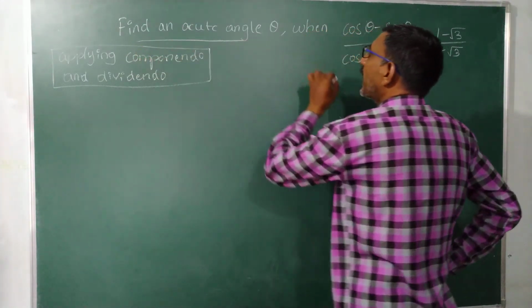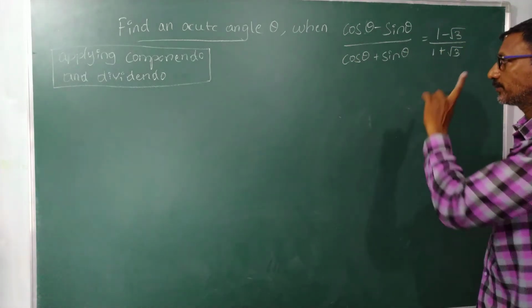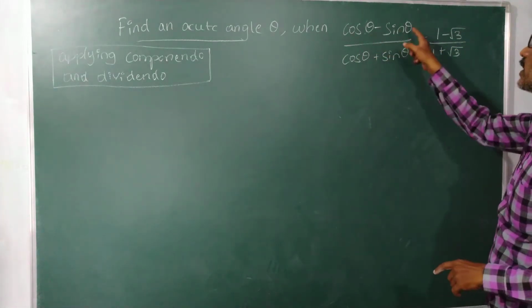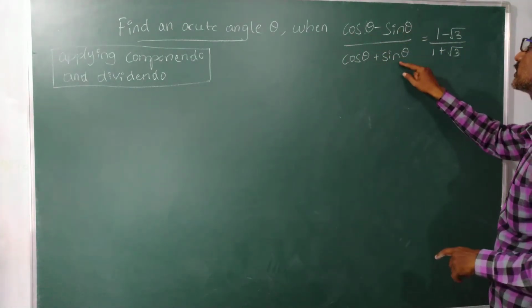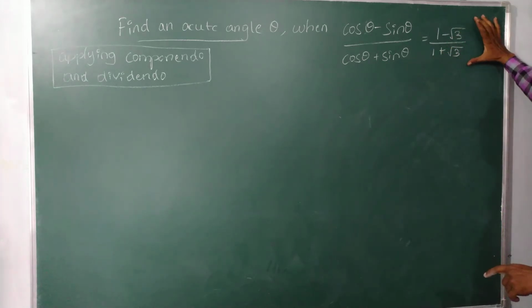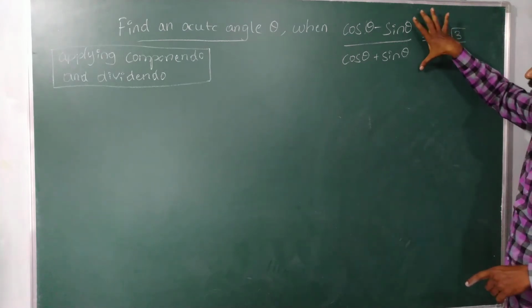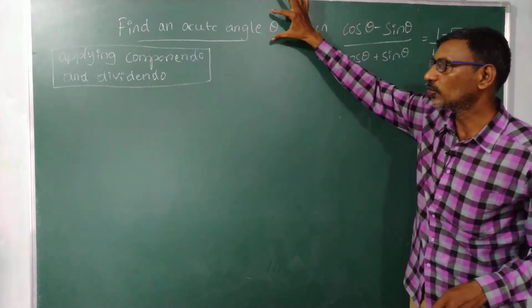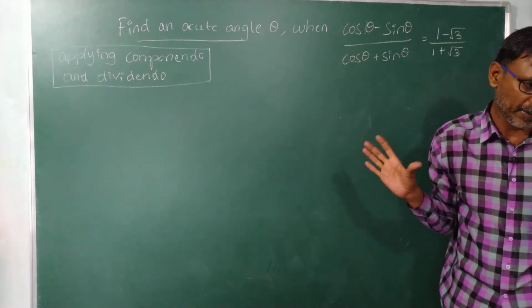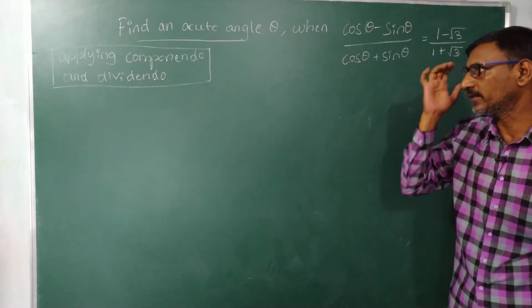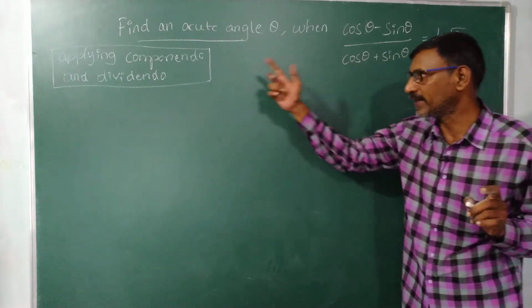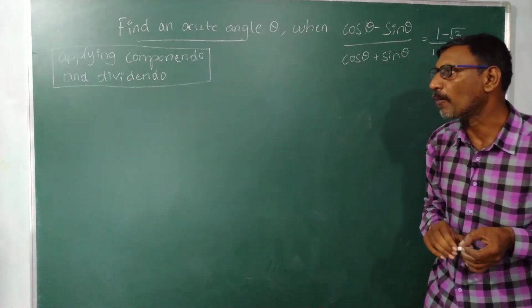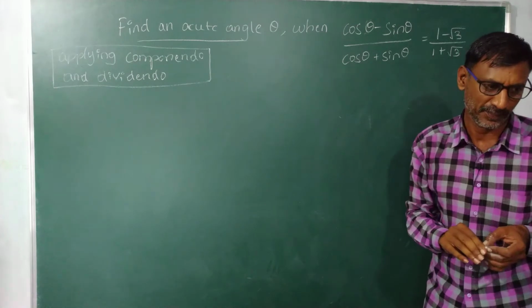Find the acute angle theta when (cos theta minus sin theta) by (cos theta plus sin theta) equals (1 minus root 3) by (1 plus root 3). From this, we have to find only the angle, whatever it may be. We are using one method called applying componendo and dividendo.